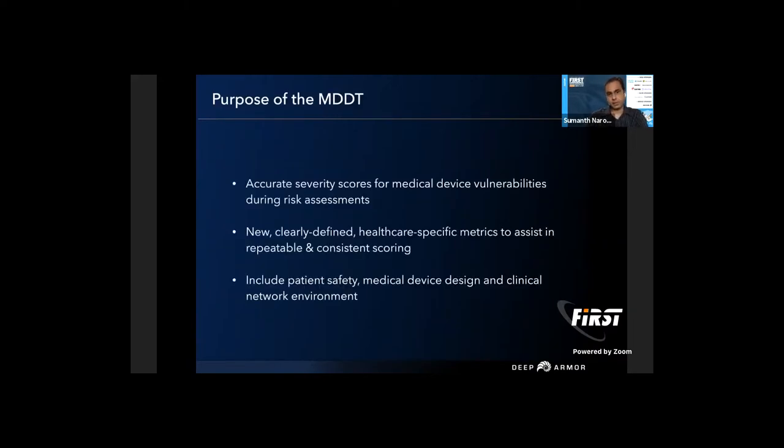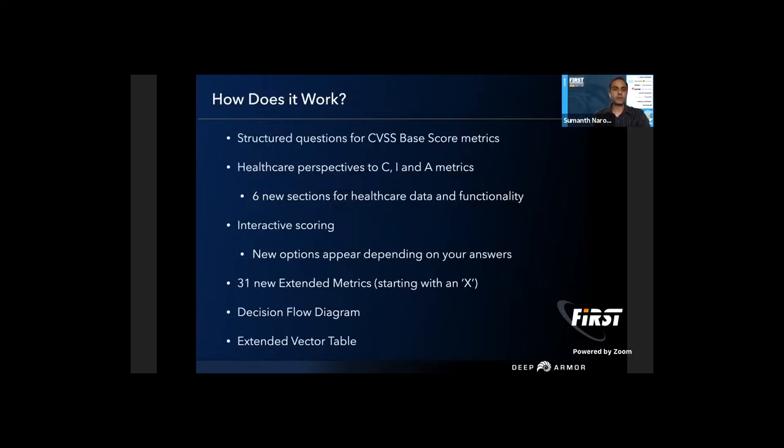The purpose of this is to generate accurate severity scores. We talked about how there could be ambiguities and shortcomings. So that's exactly what they want to address. The purpose is to score accurately and justify the scores. So as part of this, there are certain healthcare specific metrics that have been clearly defined in the specifications. And this also includes patient safety, medical device design, and clinical network environment. Again, if you want to summarize the purpose of the MDDT, it is to generate accurate severity scores.